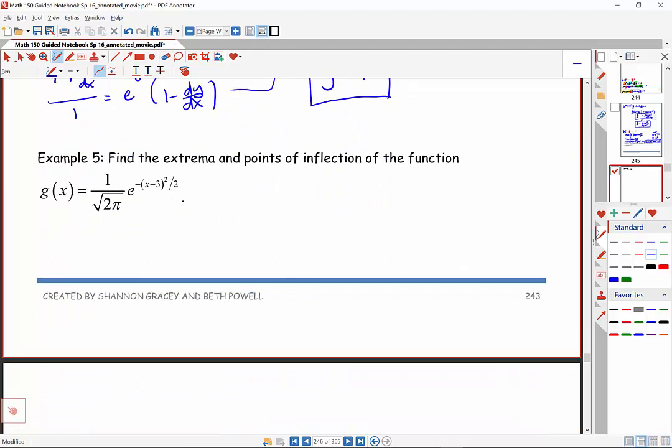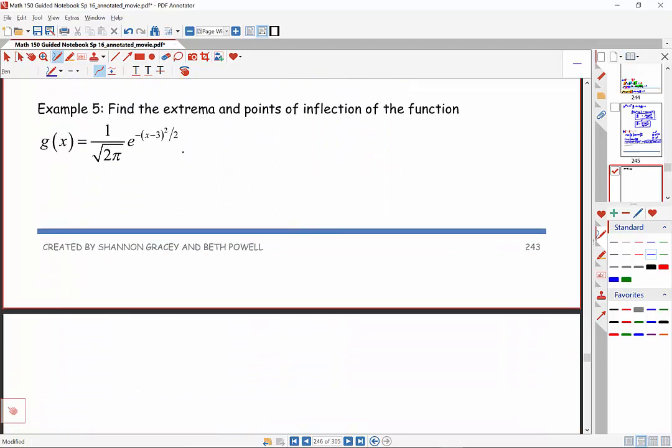Okay, next up, another example here. I was trying to get sort of a review of a lot of stuff that we've done. So finding the extrema and points of inflection of the function g of x is equal to 1 over root 2 pi times e to the negative quantity x minus 3 squared over 2. Okay? So this is actually a probability density function in statistics. So it's actually our bell curve. So with a mean of what? 3, I think, a mean of 3.